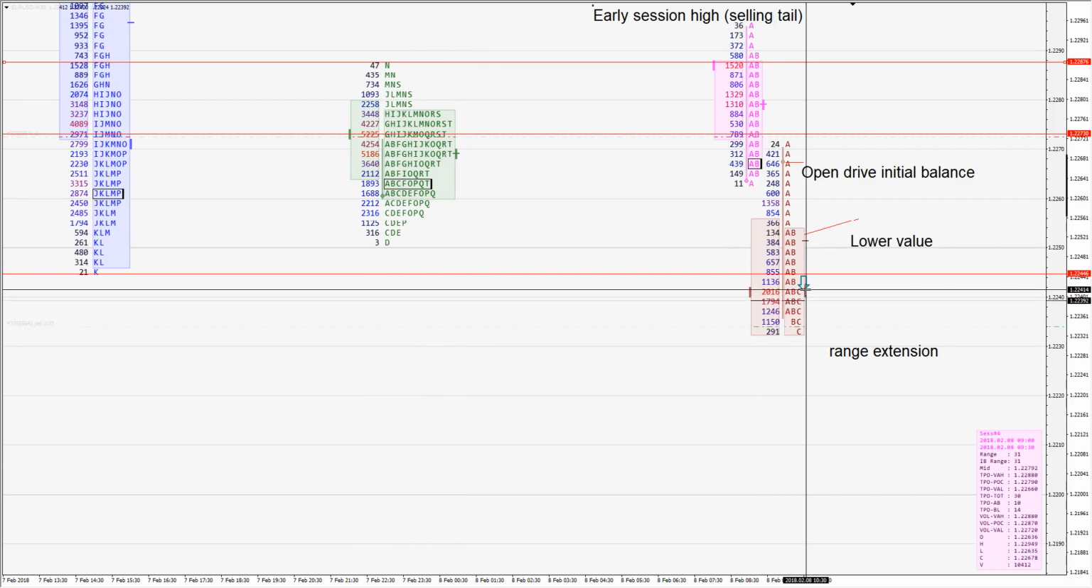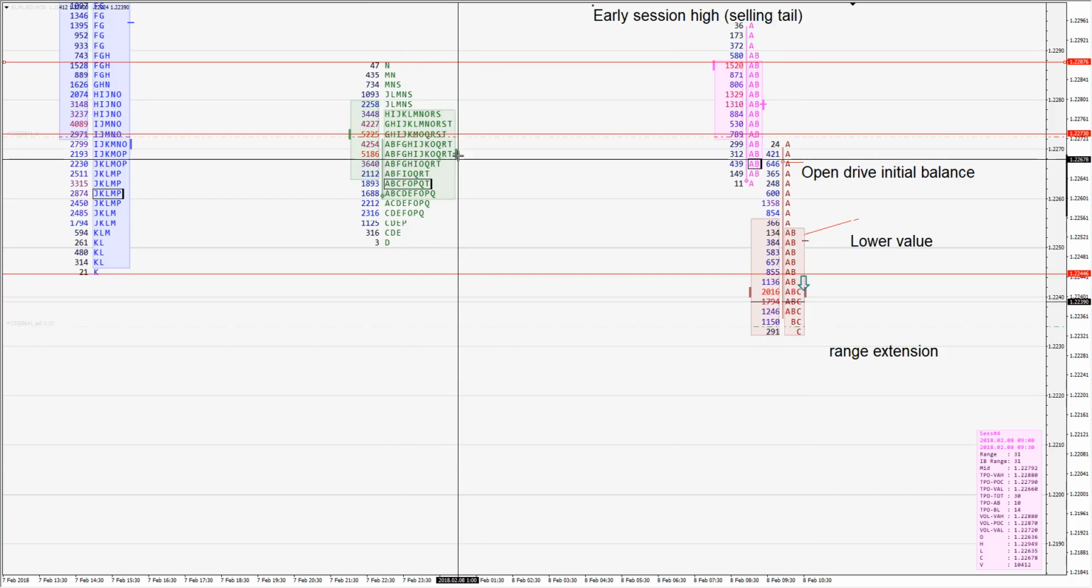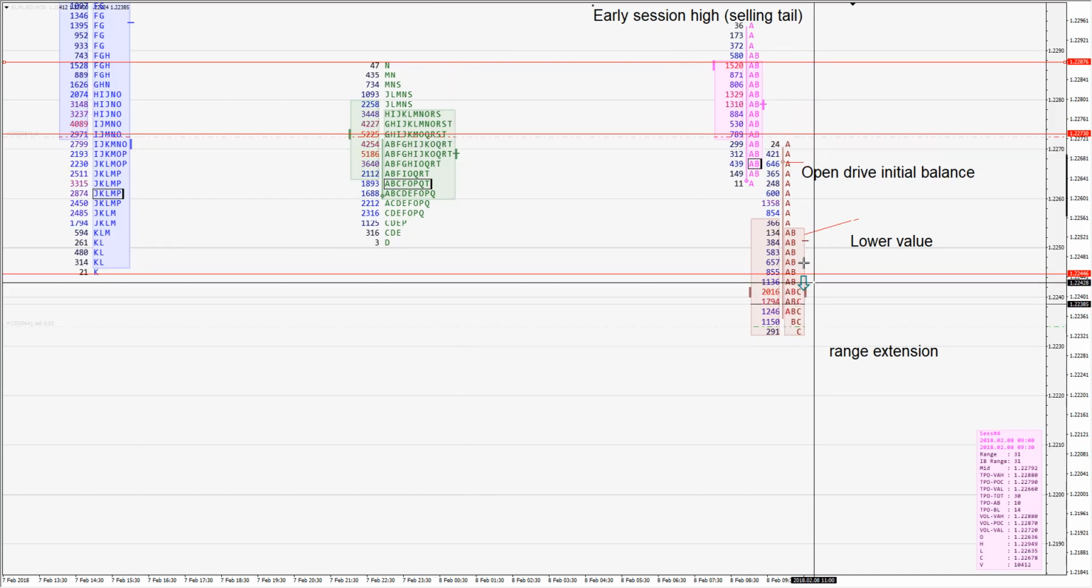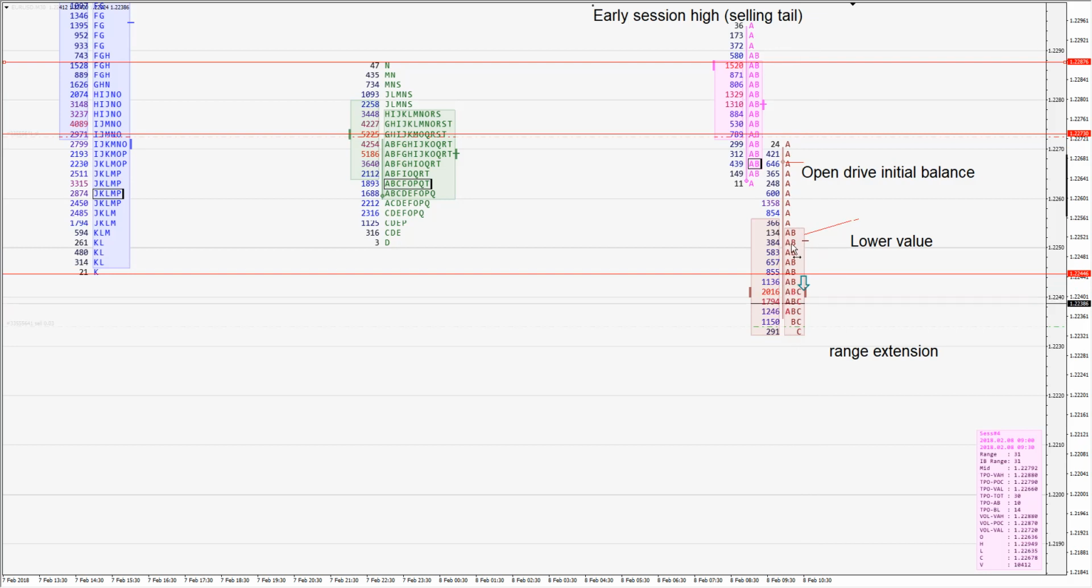Here, as you see, it's marked with this small vertical line. This is the point of control. For example, the current point of control, even if I click, I can see it. We got a range, and the point of control here is basically around 1.2240, right?